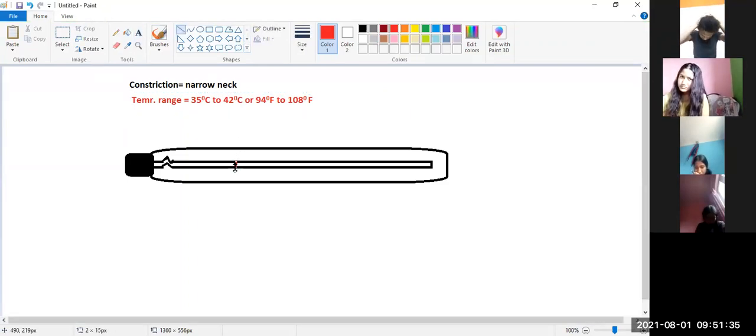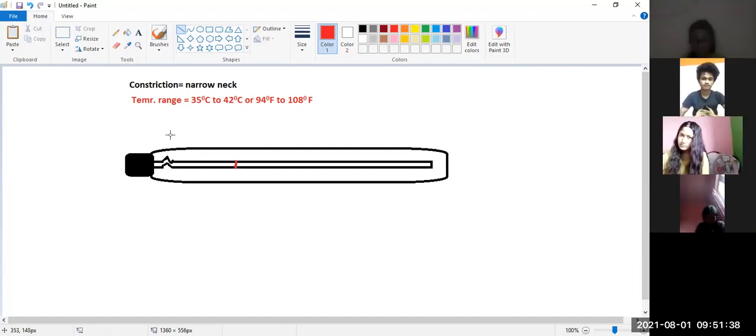I will show here. When this mercury bulb is placed in the hot body, or made contact with the hot body, then the mercury receives the heat. And remember the principle of the thermometer. What is the principle of the thermometer? When heat is increased, mercury expands. Okay, so when it receives the heat, it expands.